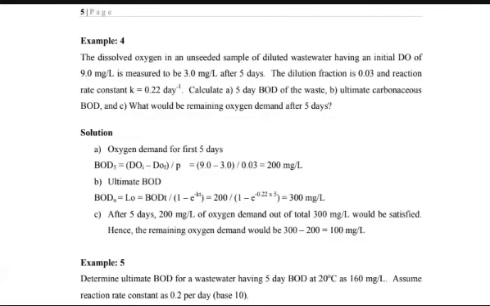Now in this numerical, first they ask what is the 5-day BOD of the waste. It means when you conduct the test for this particular sample and you want to know the value of BOD, what will be the oxygen demand after 5 days, and that you have to calculate. Second, they ask about the ultimate carbonaceous BOD, meaning the value of ultimate BOD, the maximum BOD in that particular sample.